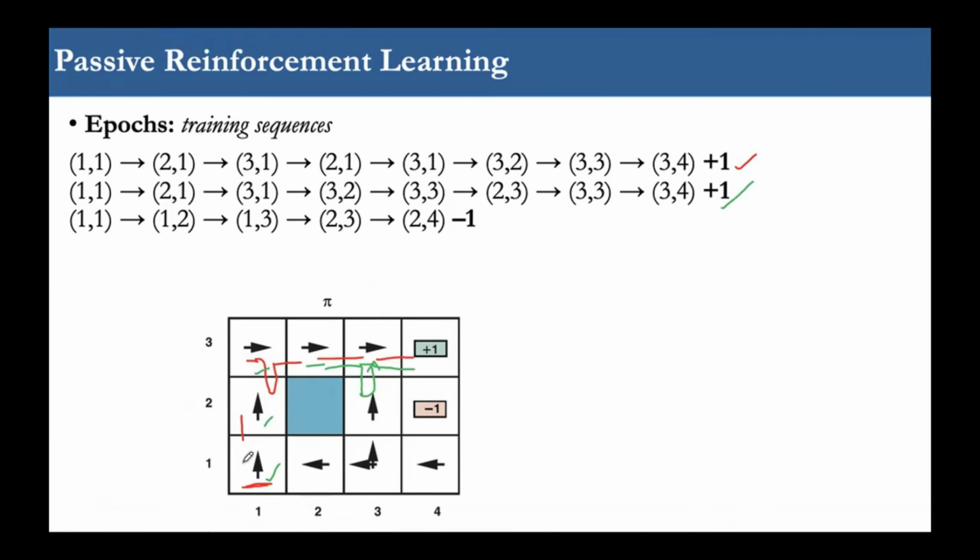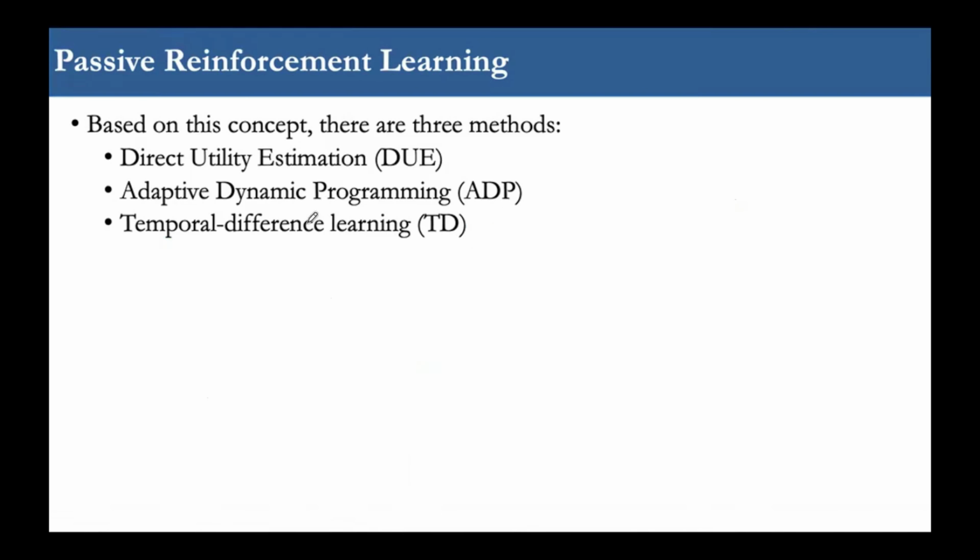Okay. Then the agent can also move in some other direction from 1, 1 to 1, 2, then 1, 3, then 2, 3 and 2, 4. In this case, it gets a reward minus 1. Okay. So similarly, so many training sequences will happen and whatever is the best will be taken or considered. Based on this concept, we have 3 methods for estimating the utility. The first method is direct utility estimation. The second one is adaptive dynamic programming and the third one is temporal difference learning. We'll see all these 3 methods one after another.